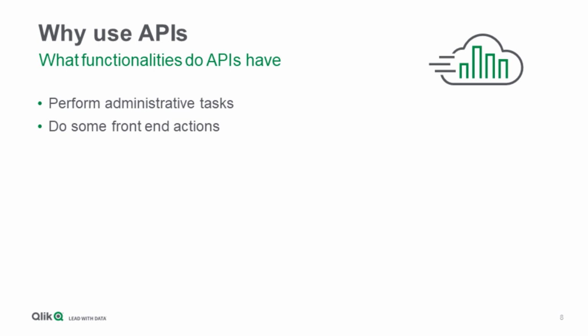Is it free to use APIs or is there some sort of special licensing that's required? So you don't need a special license to use API, but based on the action that you're gonna do, for example, if you want to do an action inside an app, modifying an app, then you would need to have a professional license assigned to the user because only professional users are allowed to modify an app.